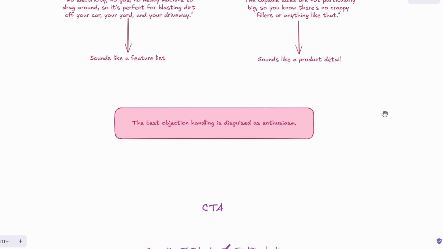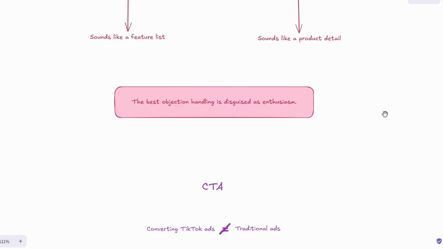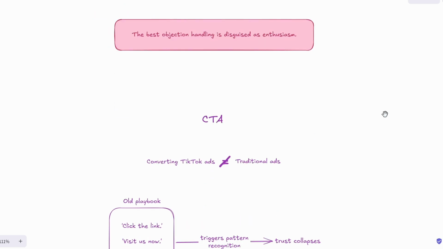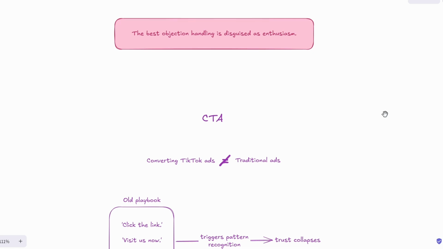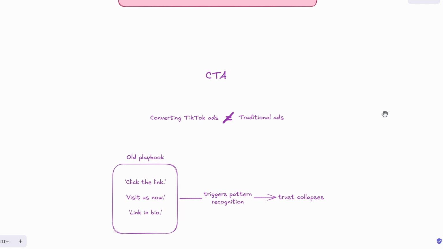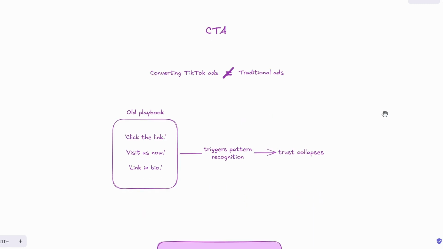The last layer is the call to action. And this is one where I see the biggest difference between current converting TikTok ads from traditional ads. The old playbook was simple, and with a direct, very clear command. Click the link, visit us now, link in bio, and for a long time that worked. But we are in a market where viewers have seen enough ads to recognize the pattern. The moment a command like this hits, the brain gets reminded about all the ads it has seen before, and the trust you spent the entire video building collapses at exactly the wrong moment.